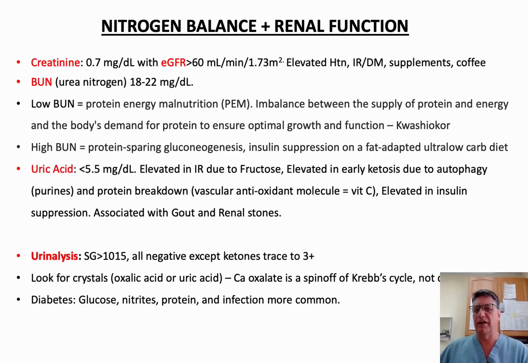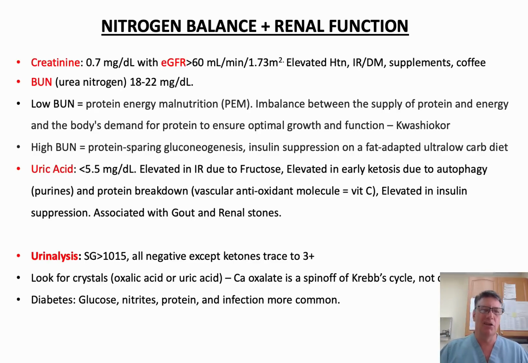And I know we see kwashiorkor in Africa in starving children. But we also see it under obese conditions. We just don't call it that because we don't make the connection. Kwashiorkor is profound protein energy malnutrition, and we see that in some of our obese, malnourished patients. A high BUN, on the other hand, is due to protein-sparing gluconeogenesis and insulin suppression. So a fat-adapted person who's insulin suppressed on an ultra-low carbohydrate diet may have a high BUN, where all that nitrogen, all that protein that they're taking in excess is being converted to sugar and then to fat by the body, and I'm not certain that's a very healthy way to be.